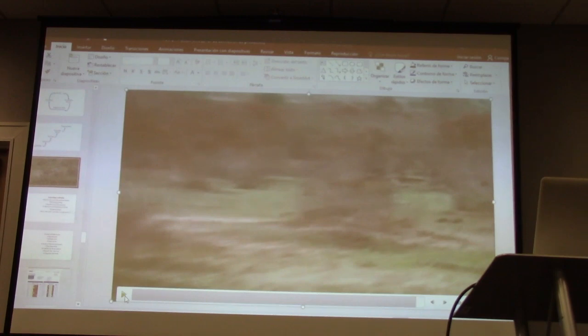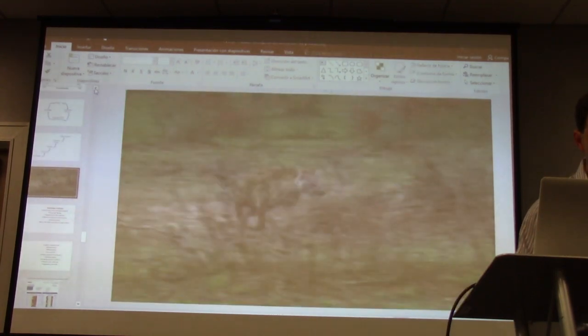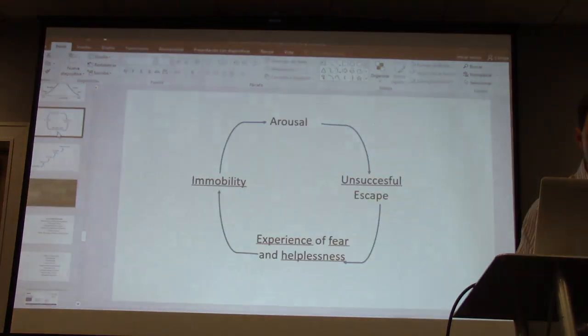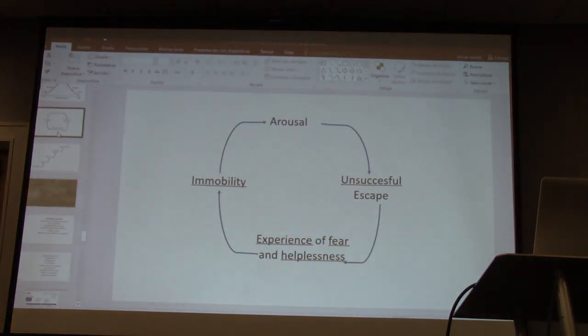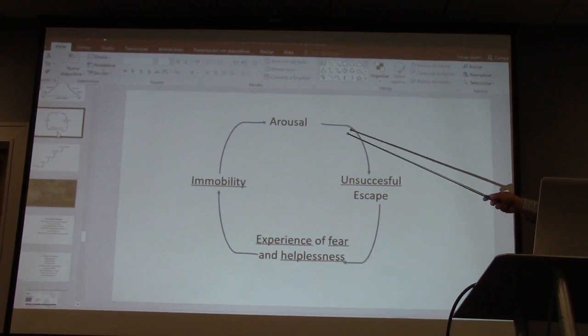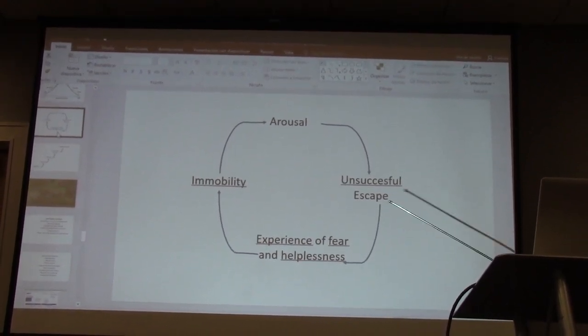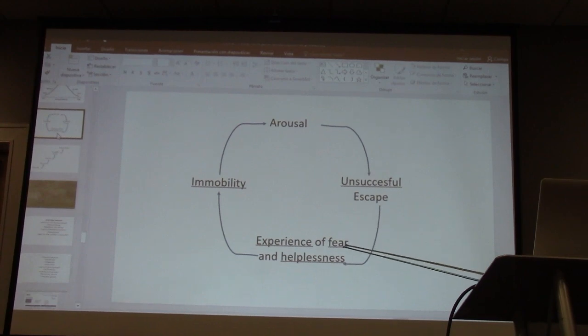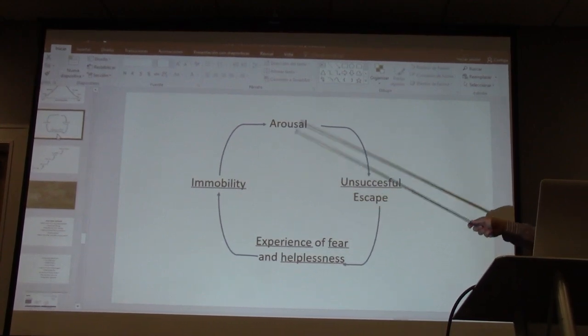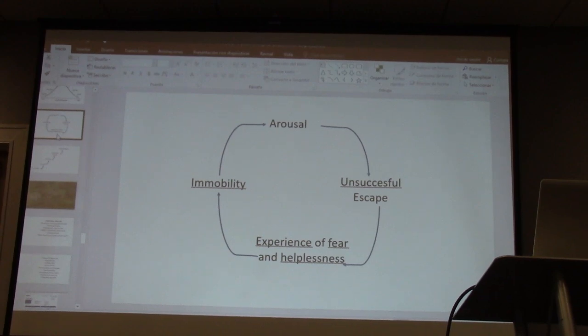Okay? And trauma work, it's all about energy. Trauma healing is all about energy. Okay? So normally a person will be trapped in this vicious cycle. You have the arousal or the event. You cannot escape. You experience helplessness. You're immobile, and then you go over and over and over again. Right? So you're trapped in that full circle.